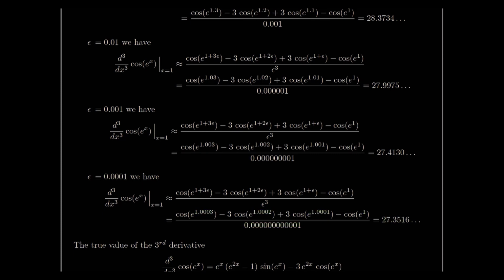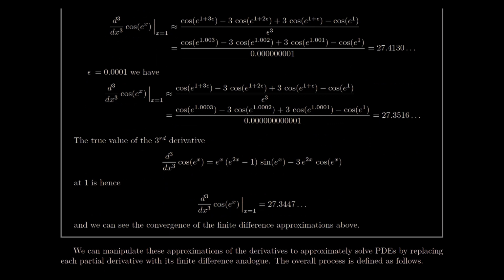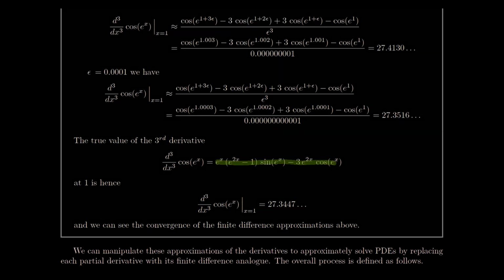Now, with that said, if you wanted to just go ahead and calculate the third derivative, you sure could. It's just a few chain and product rules. And there it is. You evaluate that at x equals 1. Well, you could get a purely mathematical expression for it, but if you decide to look at the numerical expression, it's 27.3447. So we're getting pretty darn close. Our finite difference method is doing a pretty good job of approximating the derivative for us.